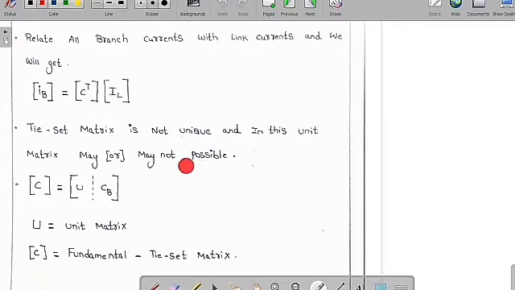Sometimes a unit matrix may be possible, and sometimes it may not be possible when you figure out the matrix C. Sometimes you can get the unit matrix in this fashion. The C matrix you can write as two matrices: a unit matrix U and CB. Therefore, U is called the unit matrix and C is called the fundamental Dissect matrix. By this way, we can figure out the Dissect matrix.